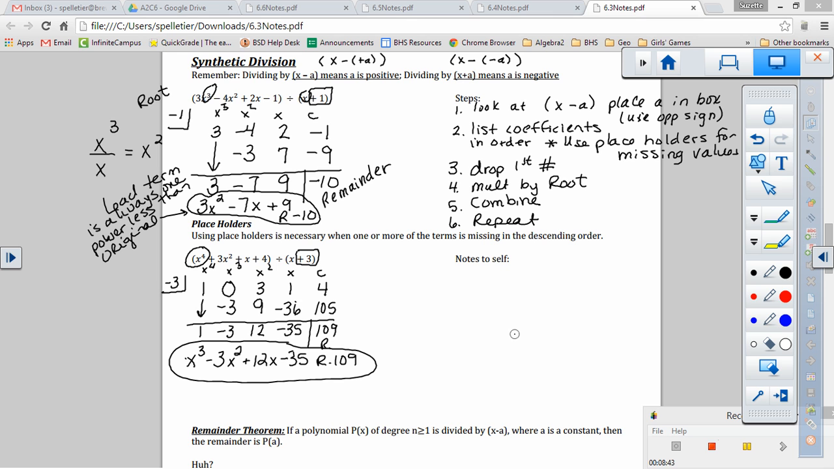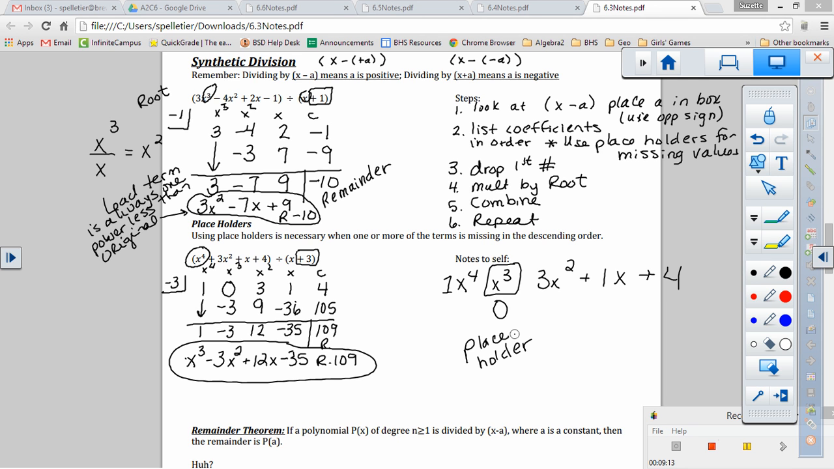I'll leave a little space over here. Note to self, we had x to the fourth. X to the third we didn't have, so we needed a placeholder. So this was a 1, and then this was a 3x squared, and this was a 1x, and this was a 4. So just don't forget about your placeholder. Very important not to forget about your placeholder. Okay?